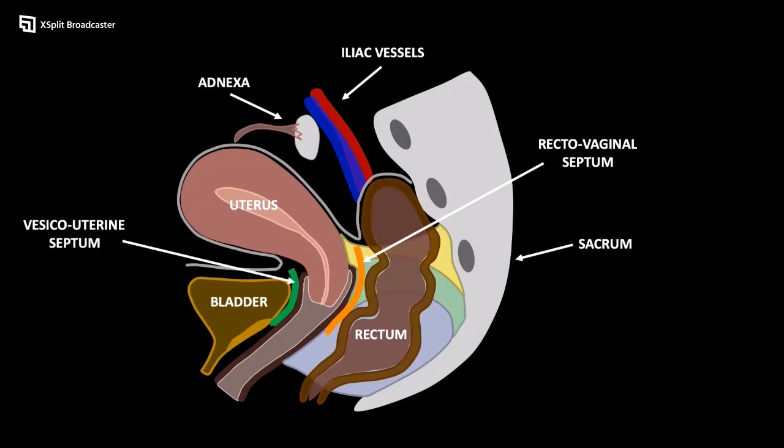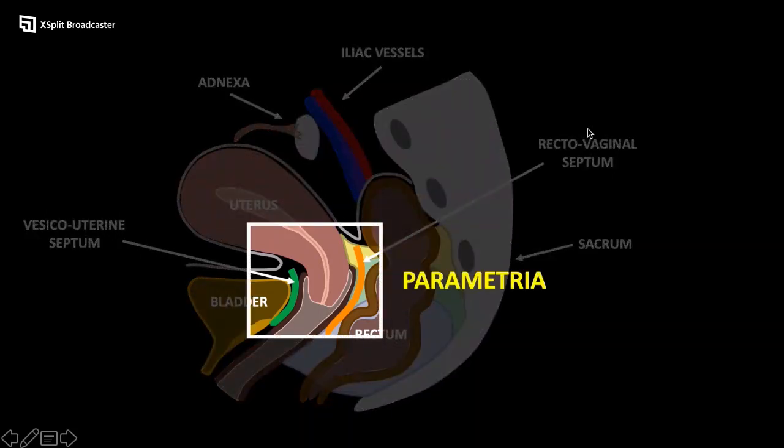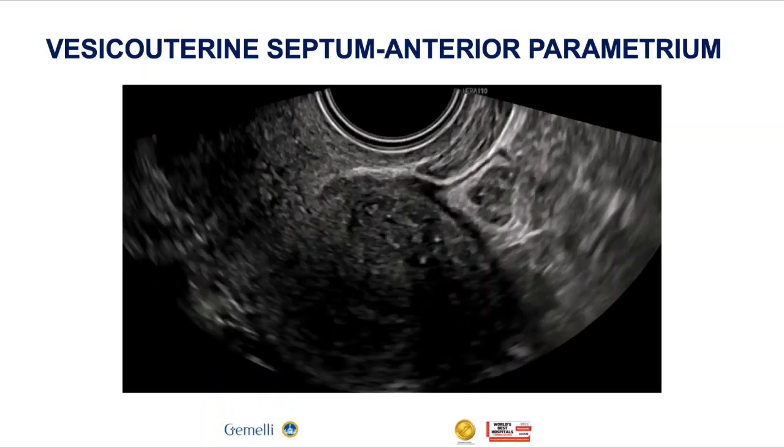With transvaginal ultrasound examination, we can assess the structures surrounding the cervix, including vesico-uterine septum, rectovaginal septum, and parametria. In the last few years, with Antonia Testa, we tried to assess the parametria at ultrasound examination, and now I'd like to show you some video clips. Vesico-uterine septum and anterior parametrium.